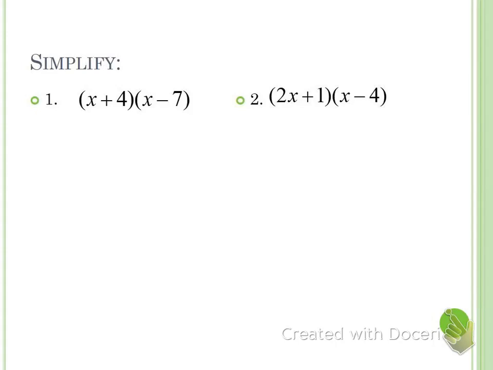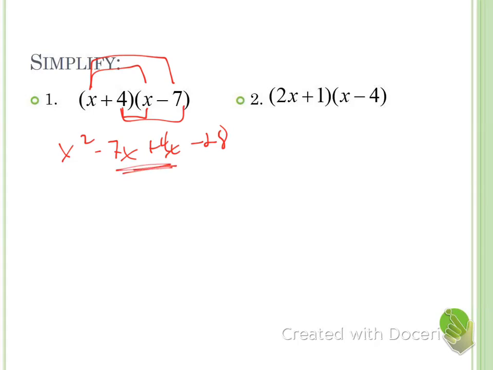Okay, so hopefully you remember that here we're going to FOIL, right? First times first, outside times outside gives you negative 7x, inside times inside gives you 4x, and then your last term is negative 28. Those middle terms, your outsides and insides, give you like terms, at least in this situation, and so you've got to simplify down to that, right?